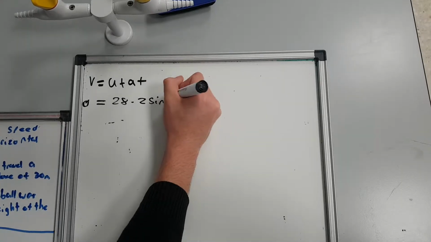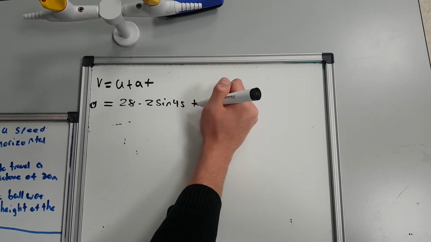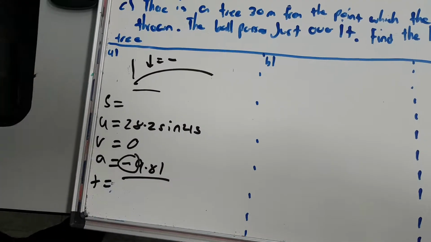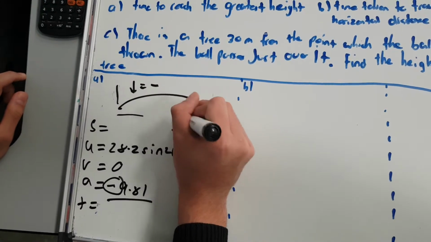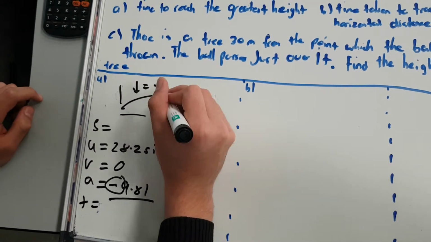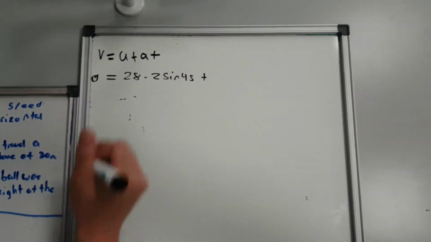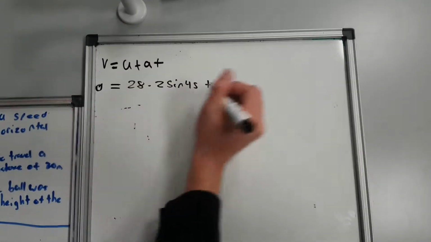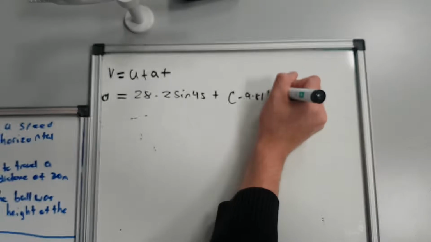sine 45. Why do you use 0 as the final velocity? Because you know that at the greatest height, the ball will stop moving. So at the greatest height, the ball is not moving. At this point, the ball won't be moving in the vertical axis. So yeah, sine 45 plus minus 9.81 t.